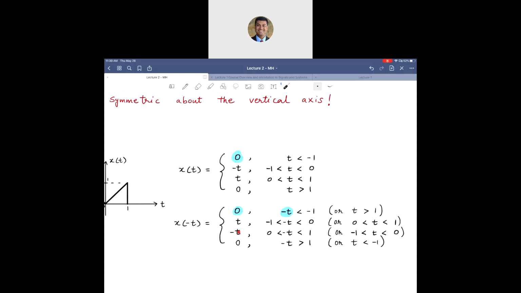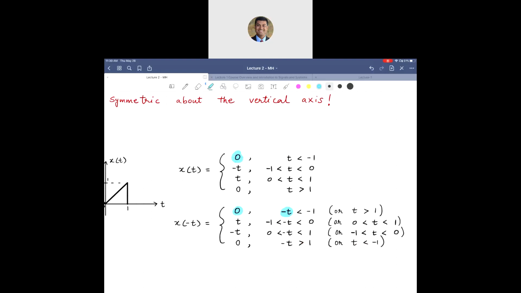Next, t becomes -t. 0 remains as is, t becomes -t, 1 becomes 1, multiplied by negative sign, -1, you get -1 less than t less than 0. Last one, 0 remains as is, t becomes -t, greater than 1 remains as is, flip multiplied by -1, you get t, sign change of greater than becomes less than, 1 becomes -1.